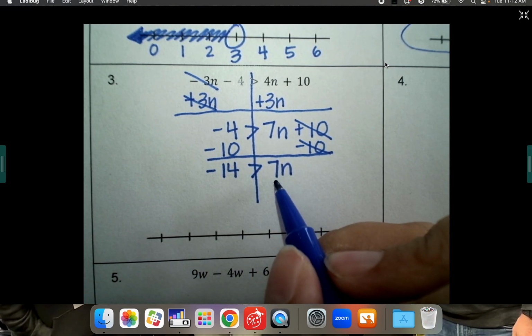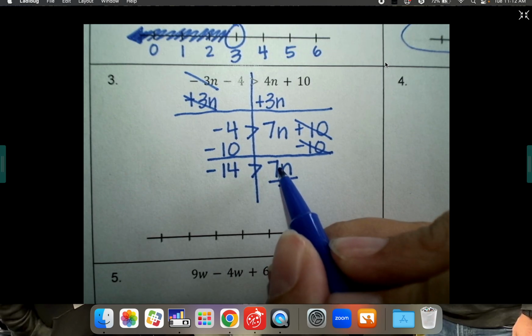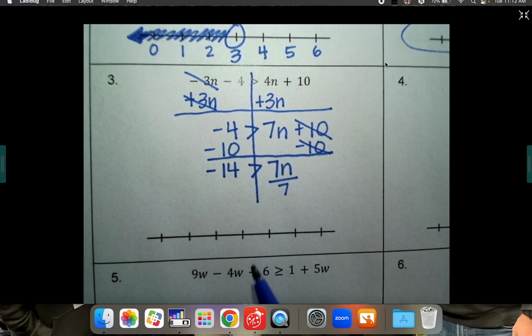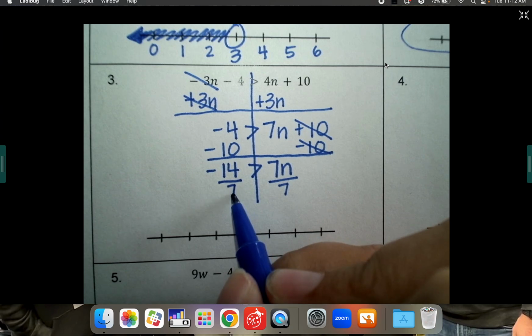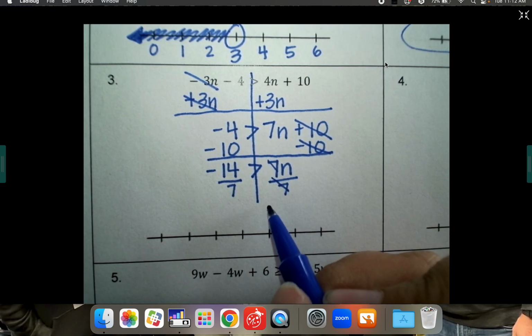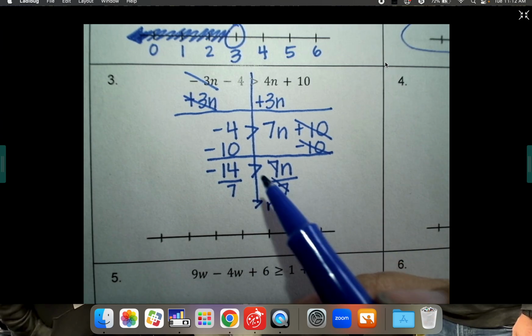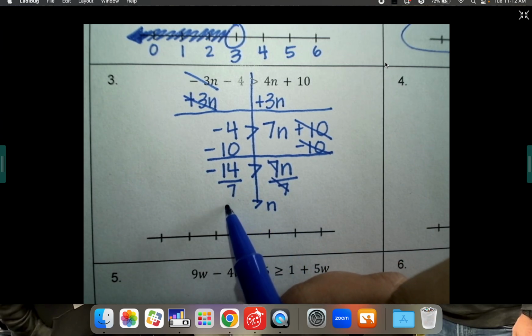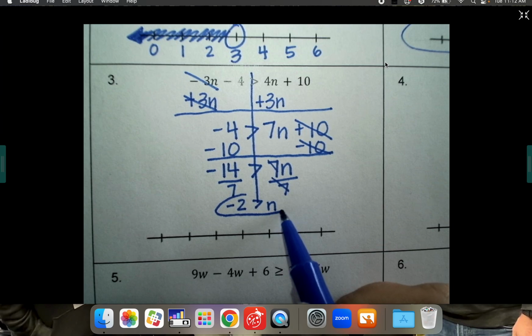Last step, divide both sides by 7. And remember, since we're dividing by a positive, we do not need to flip the symbol. Only flip the symbol if you're multiplying or dividing by a negative on both sides. So that would be negative 14 divided by 7 is negative 2.